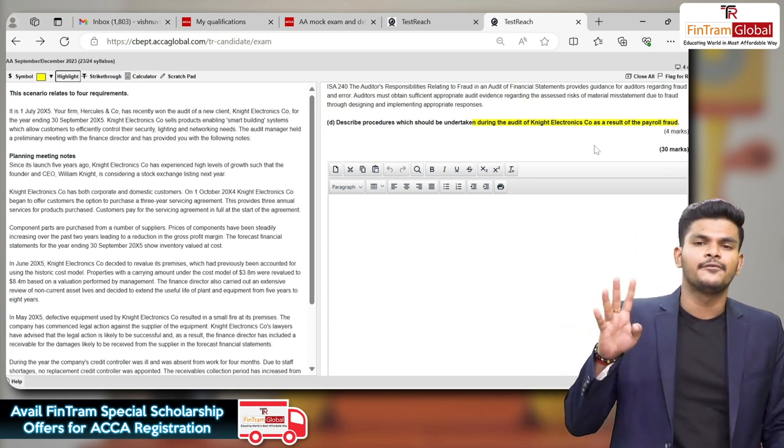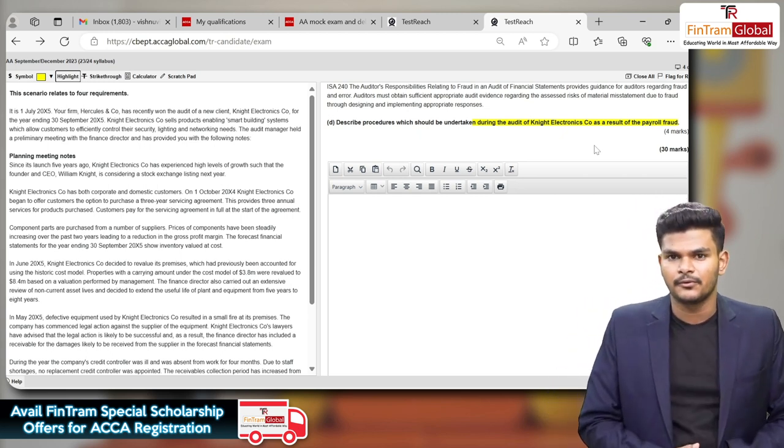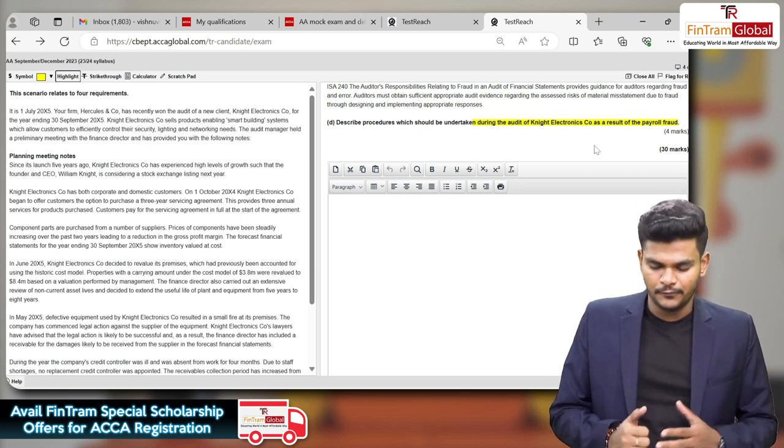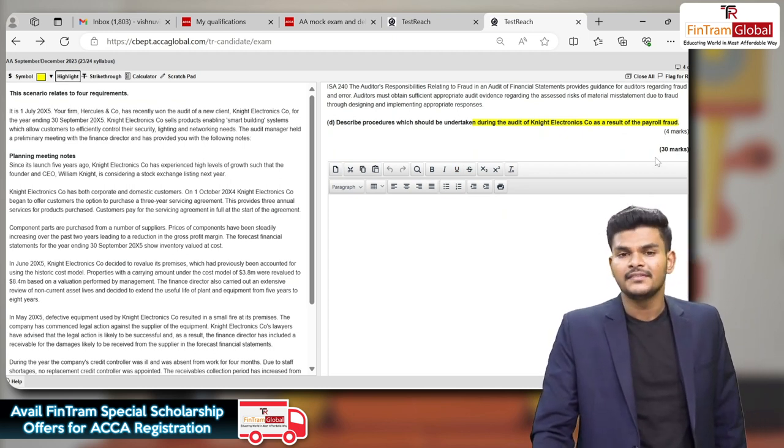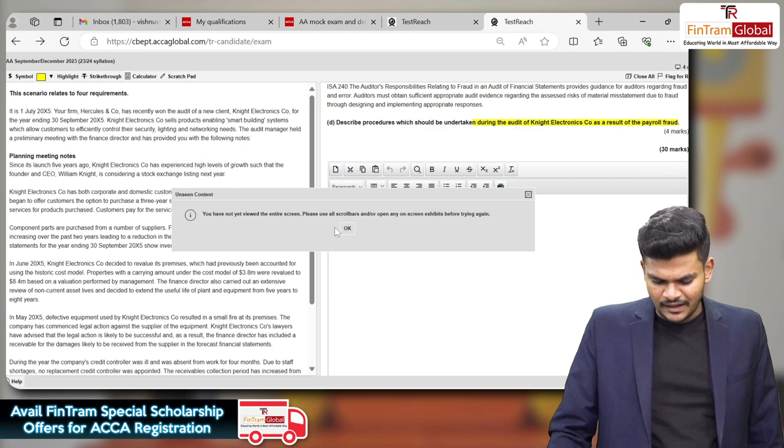So you just have to write 4 relevant points in relation to that fraud risk as per ISA 240. Okay, folks, simple as that. So all of these 4 requirements will constitute up to 30 marks. So let's read the scenario.